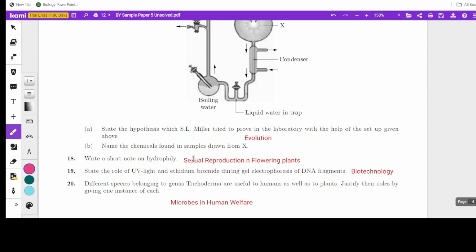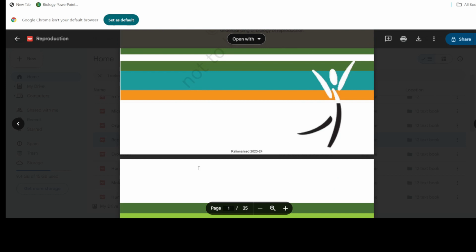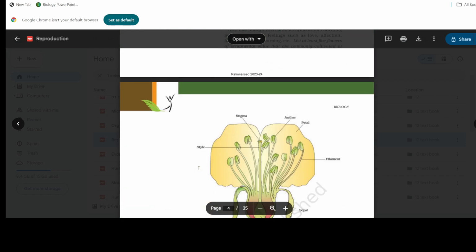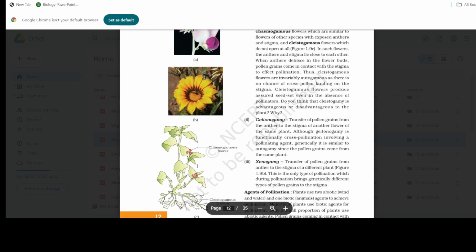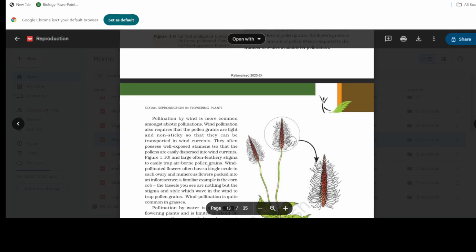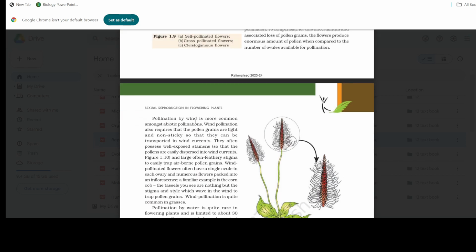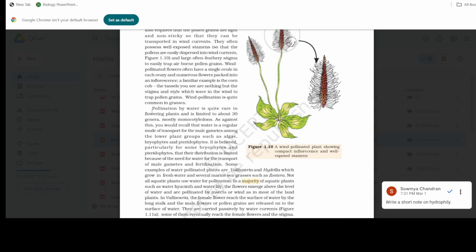You remember this word? This term, hydrophily, is not given in your textbook, but CBSE wants you to know about those terms. So, sexual reproduction in flowering plants. We'll take that chapter. Hydrophily is nothing but pollination. So let's take the part pollination. Here comes pollination by wind, anemophily. Wind pollination, anemophily. Then coming to water pollination, water pollinated flowers are called hydrophilous. So water pollination is what he meant.